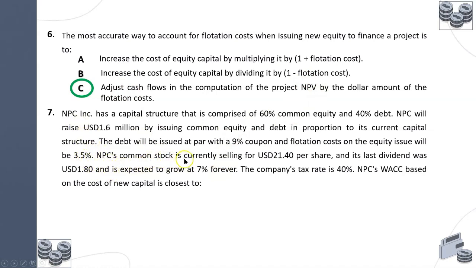The company's common stock is currently selling for $21.4 per share. That is, currently the share is trading at this much. So if a new investor wants to buy a share, the cost for the investor will be this much, and its last dividend was 1.8. So the dividend today divided by the share price will give the dividend yield to the investor. So the investor will make this money in percentage. That percentage is the equity cost for the company.